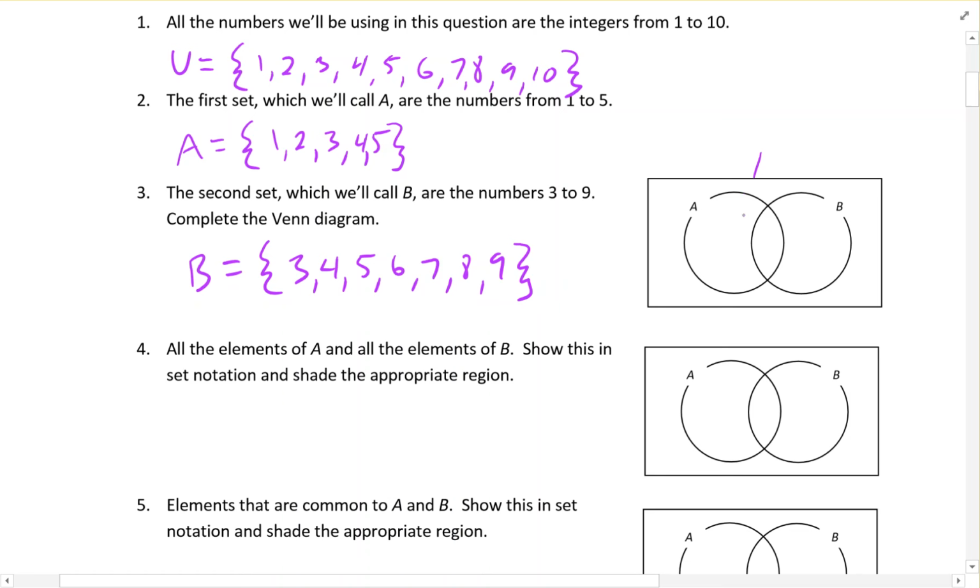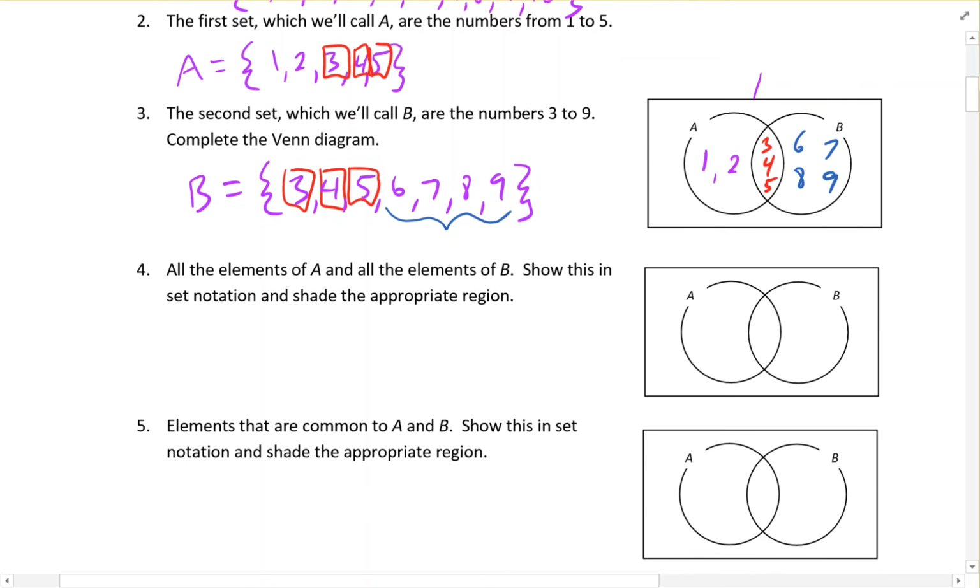So in just set A, we're going to have 1 and we're going to have 2, right? In our middle section, the ones that are common to both are going to be 3, 4, and 5, right? They're common to both, so they're going to have to go in our middle section. I'll make them red too so we can see. So 3, 4, and 5. Now in just B, that's going to be everything that's left. So that's going to be 6, 7, 8, and 9.